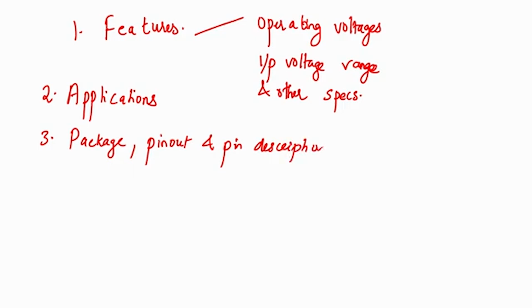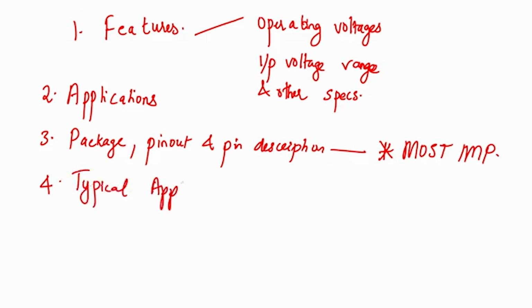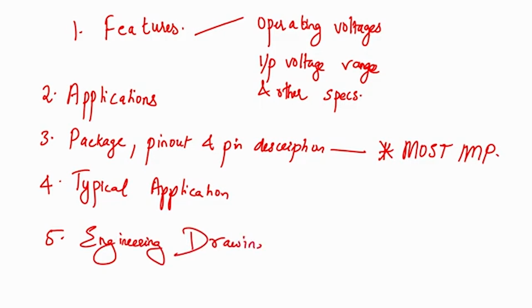This is the most important, I will put an asterisk, this is most important when you are opening a datasheet. Okay. Then is typical application, which is very useful for your circuit design. And the fifth one is engineering drawings. Okay. Only these 5 things you need to look at when you open a datasheet. You can just note this down.